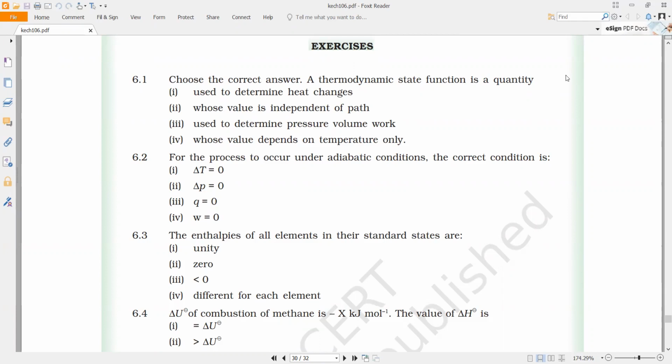The correct answer. A thermodynamic state function is a quantity.